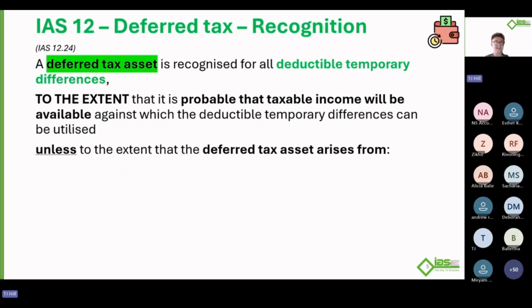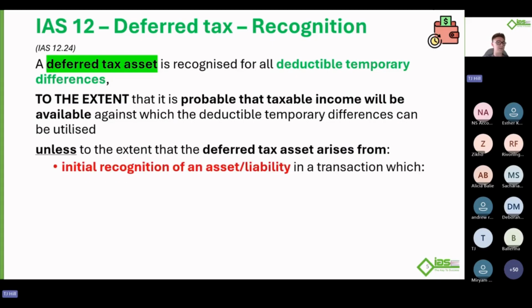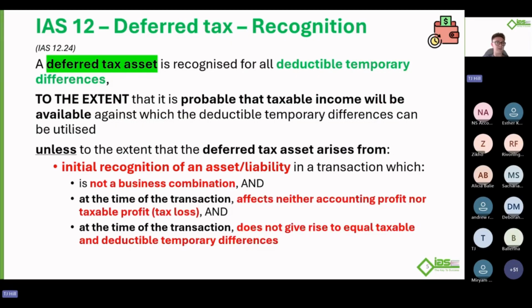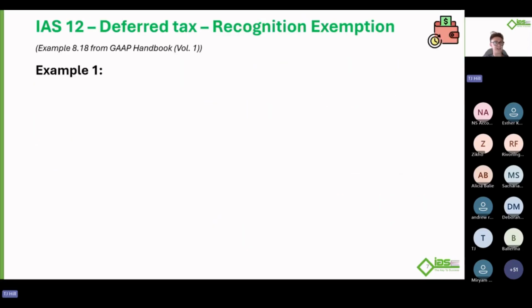Okay, then it says unless. So again, we're saying we will not recognize a deferred tax asset if it arises from the initial recognition of an asset or liability, and we have the same storyline we had with the liability. So we are looking at the recognition exemption.